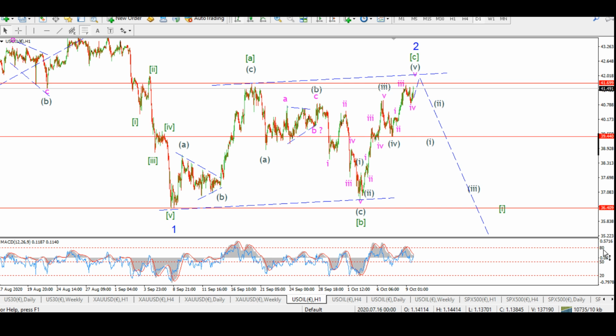So crude oil right now is calling bullshit on the stock market. That's what crude oil is doing. The bond market, by the way, is calling bullshit on the stock market too. And the bond market has been screaming blue murder for months and months and months now.